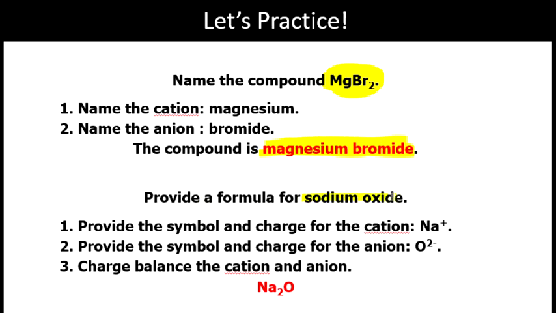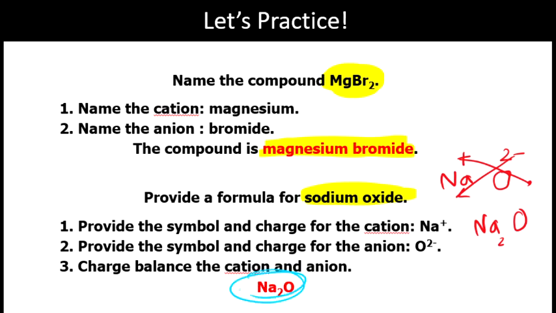What is the formula of sodium oxide? What do you think? Sodium oxide. Group number 1, group number 6, 2 negative. 2 for sodium, 1 for oxygen, and we don't write 1. So as you see here, we have Na2O, sodium oxide.